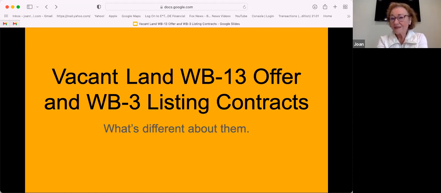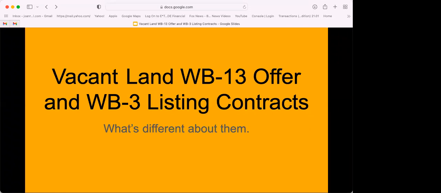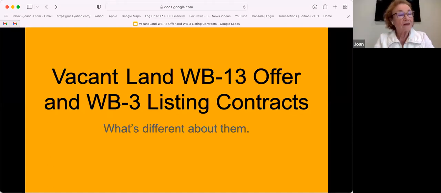And there are some distinguishing differences in the vacant land offer, WB 13, and in the listing contract. So what I'm going to do today is just highlight those differences. And I've created a slideshow that just talks about the unique provisions, unique contingencies that you'll see if you're writing a vacant land offer to purchase.